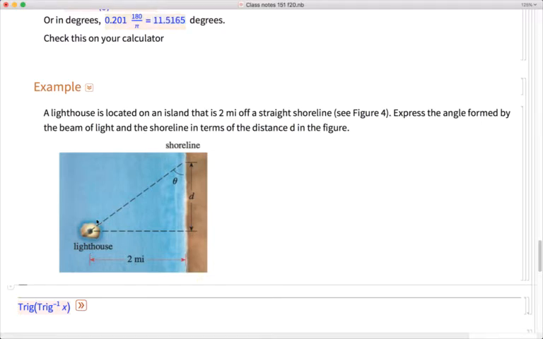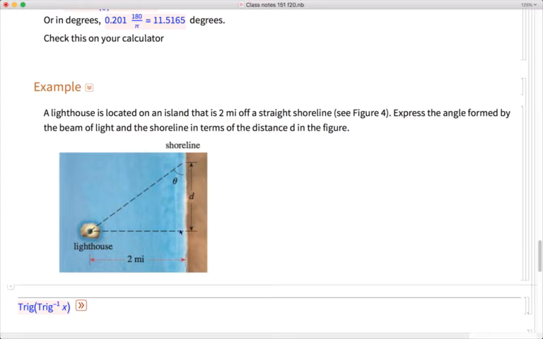So, lighthouse out here, it's 2 miles offshore. And let's see, express the angle formed by the beam of light and the distance d. Oh, I didn't see the distance right here, this distance d. So they're trying to get us to express the angle in terms of d. So again, we want a formula for theta. That's what it means. Theta equals some formula involving d.